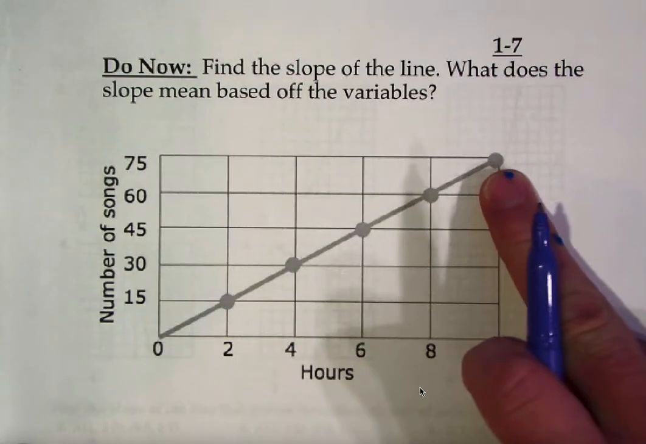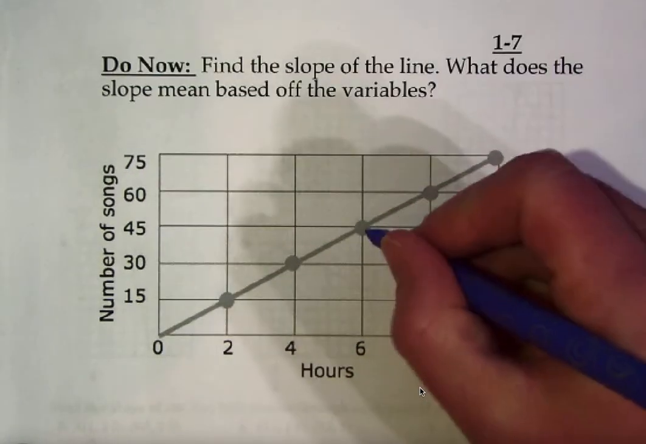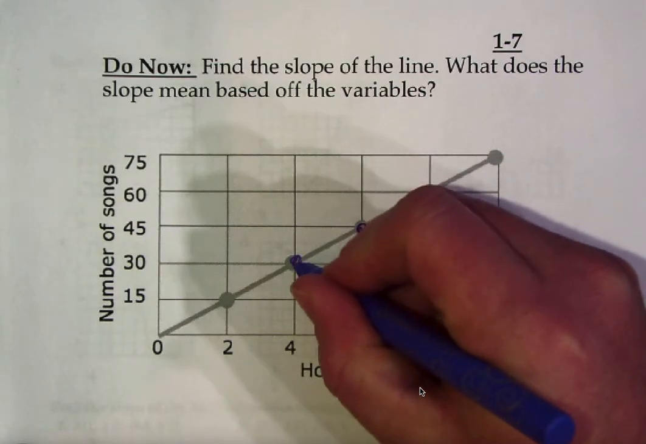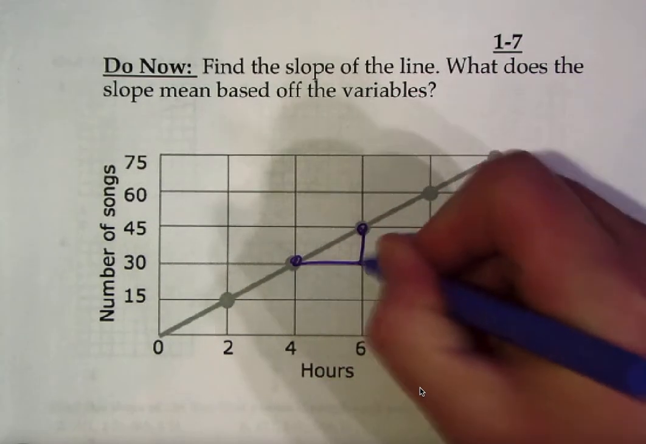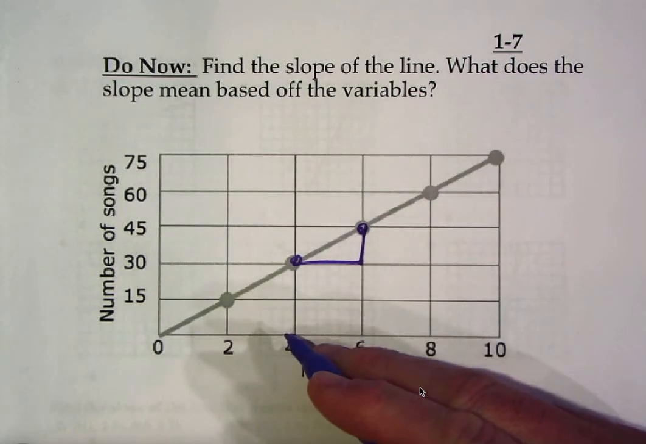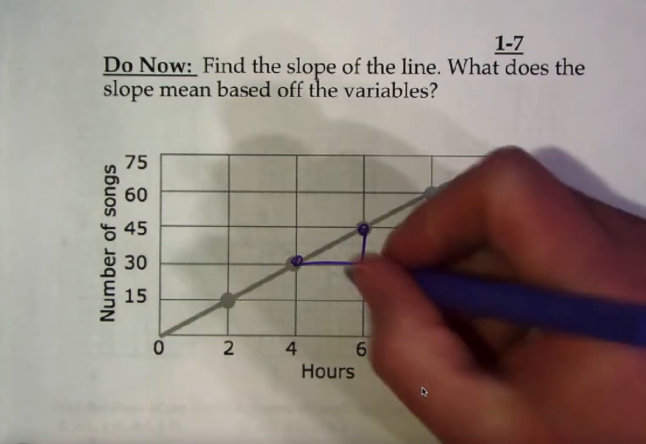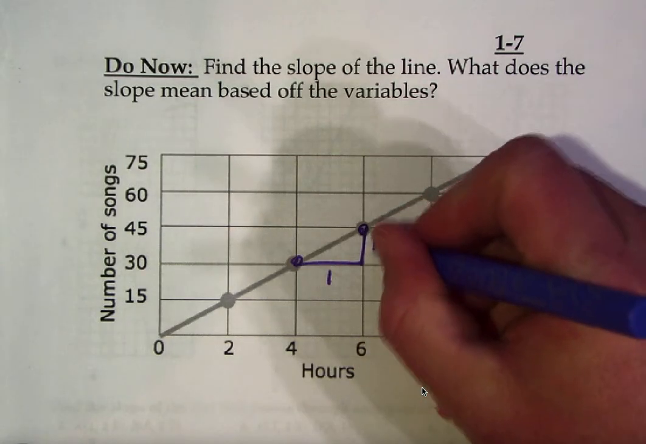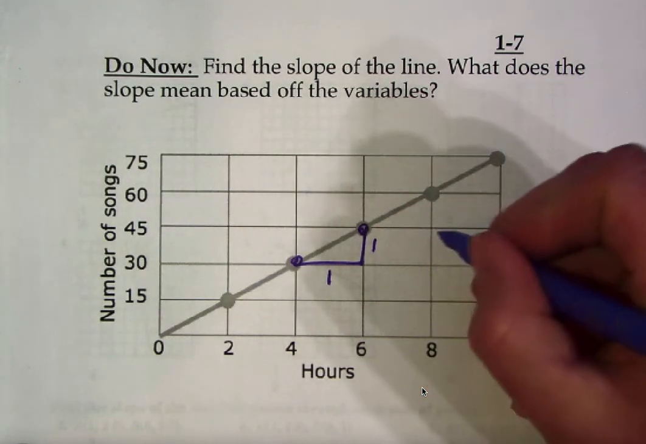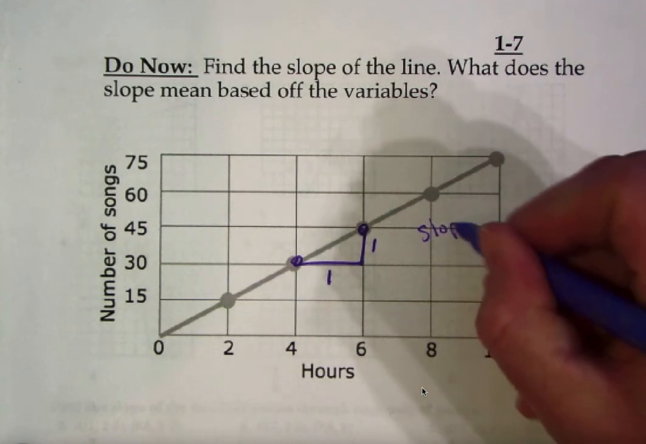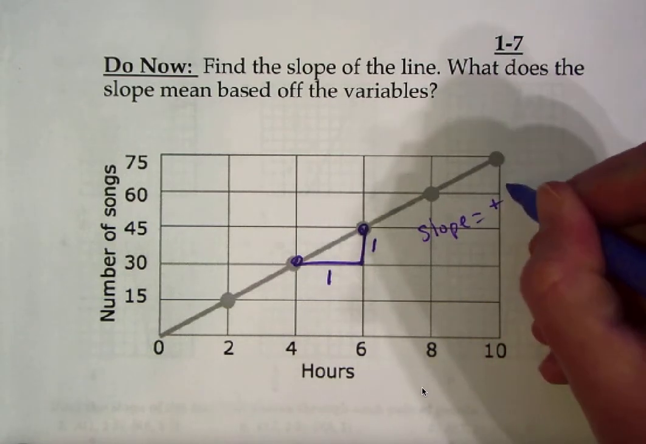We can see we have a bunch. We get to choose any two. Let's choose this one and this one. I can see that my slope is positive. It goes up and to the right, and it went over one and up one. So normally we would say the slope is positive 1 over 1.